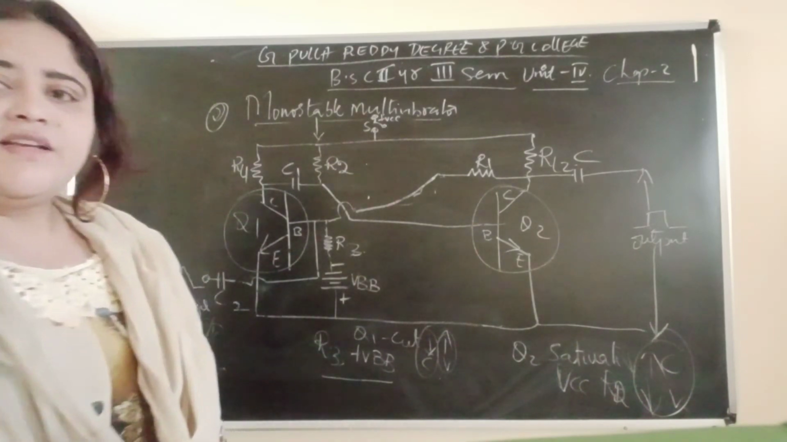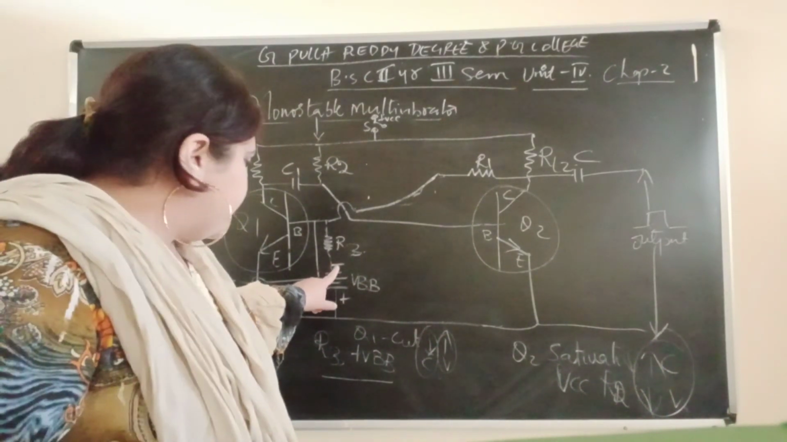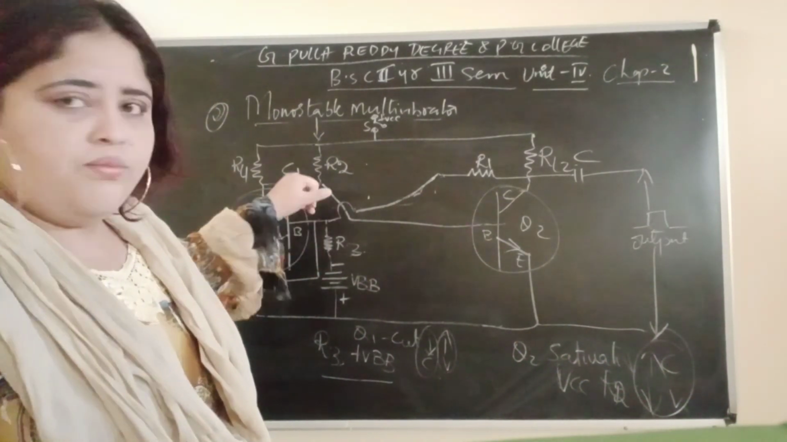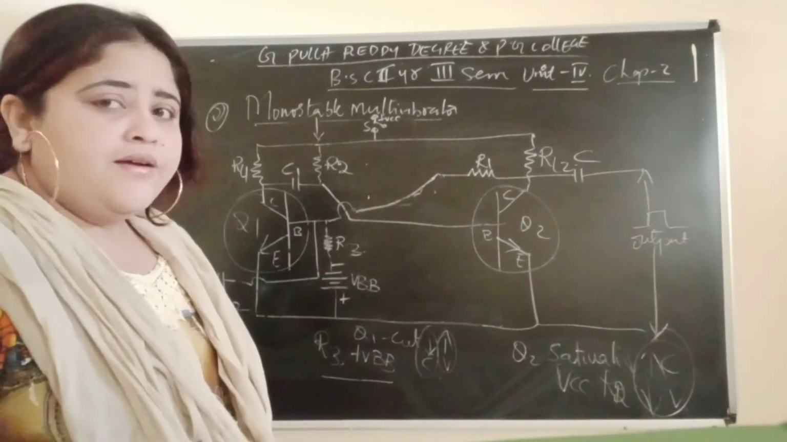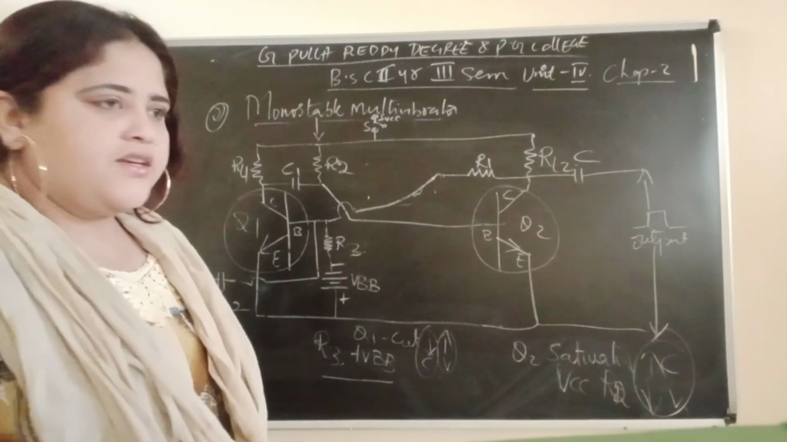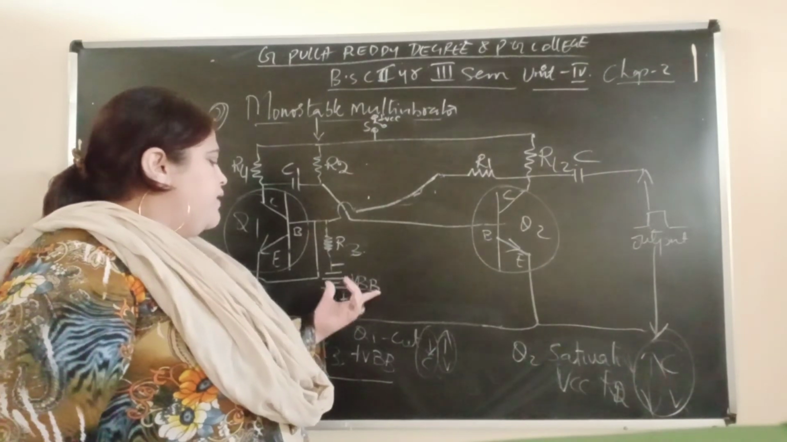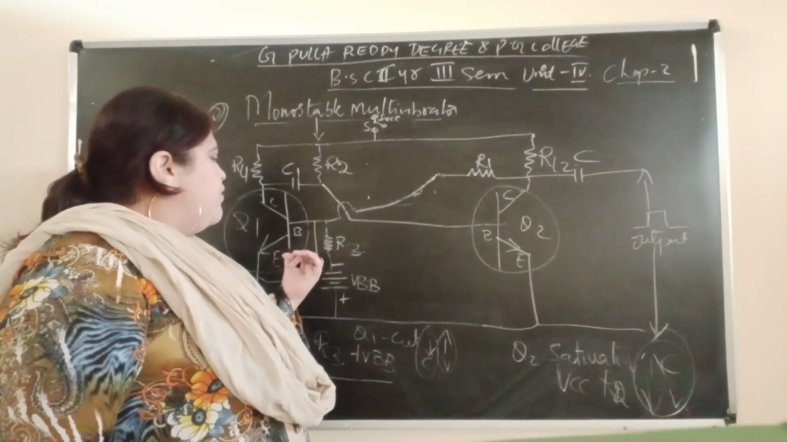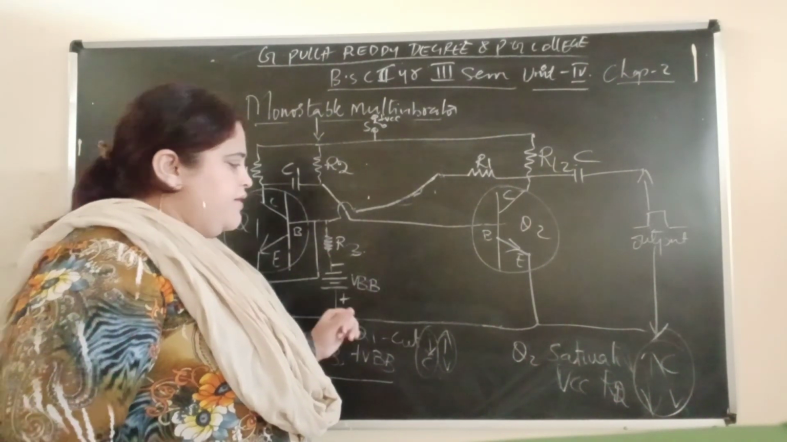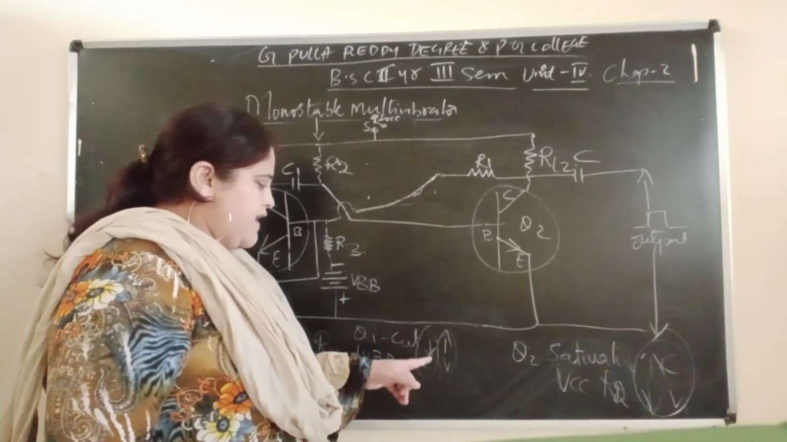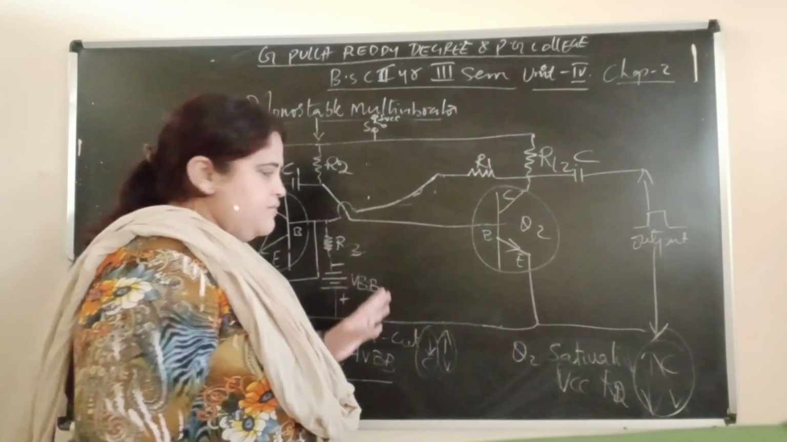Why are we saying it is in cutoff? Because the negative terminal of the battery is connected to the resistor, and from the resistor it is connected to the base. But the positive terminal of the battery is connected to ground. That's why we call it cutoff. So R3 and VBB keep Q1 in cutoff. Cutoff means current will be less, voltage will be high.